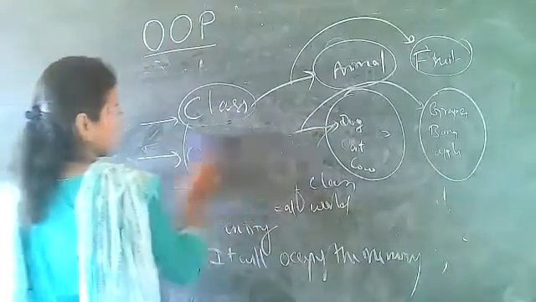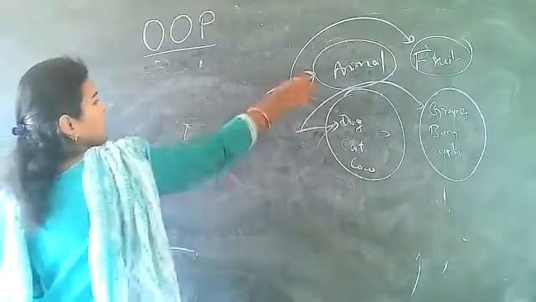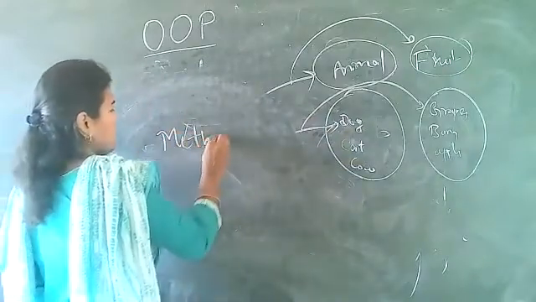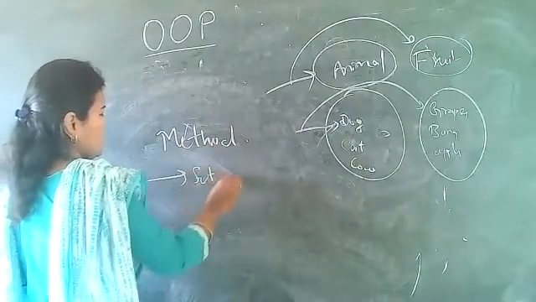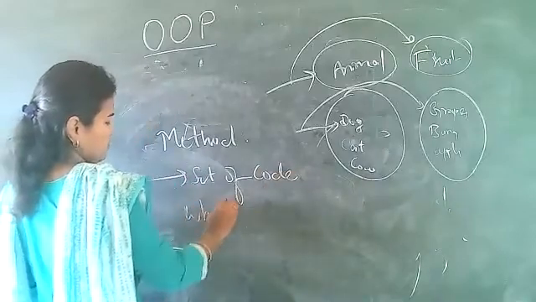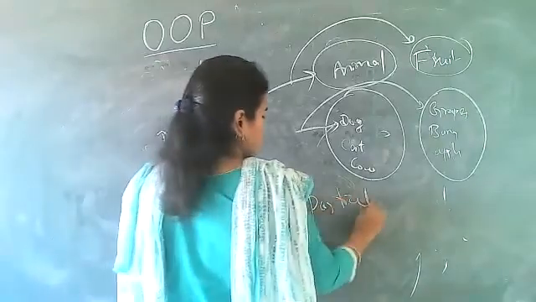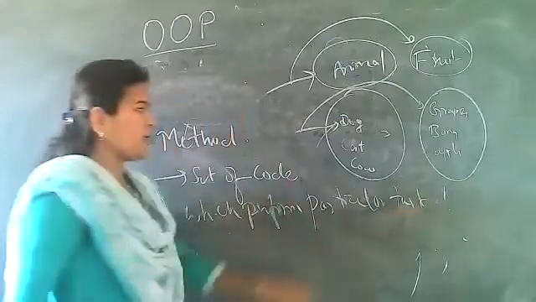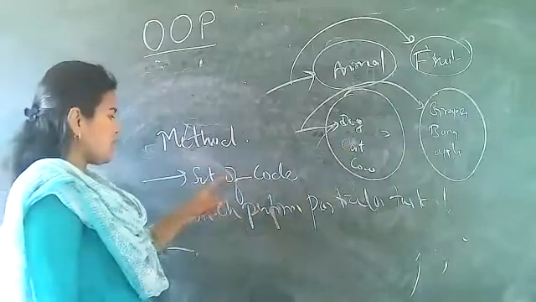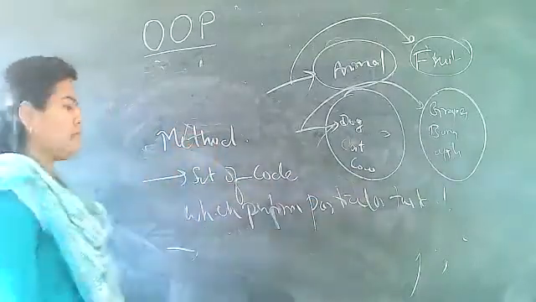So next, going to methods. I think you understand this one. Simple thing: class is animal, object is a particular animal. Next is method. What is a method? A set of code which will perform a particular task. I told you, it will sleep, drink water, eat. So these are all the behavior. So it is a set of code which will perform a particular task. This is nothing but the method.